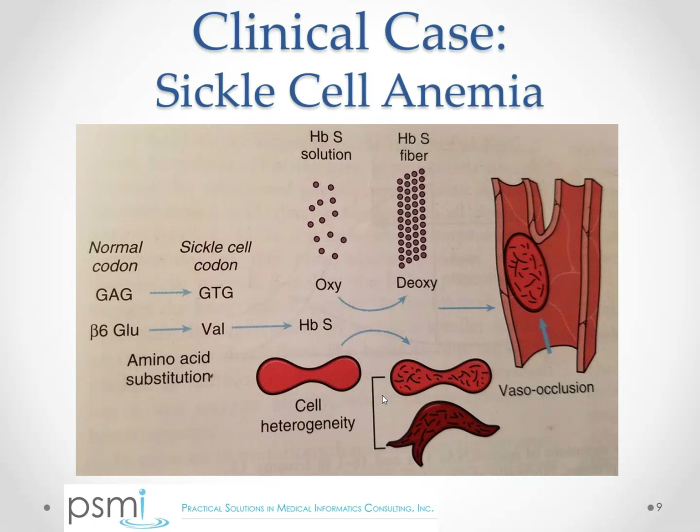The pathophysiology of the disease is summarized here, where hemoglobin in an oxygenated state is acting like normal, but in a deoxygenated state, the hemoglobin will form these polymers, and these polymers will distort the red blood cells, and these red blood cells will then clog the works, causing the pain.